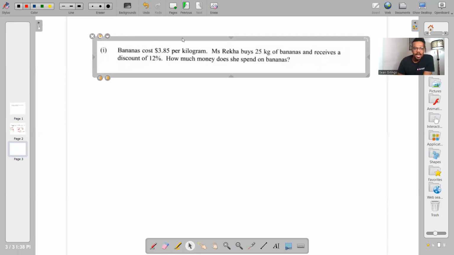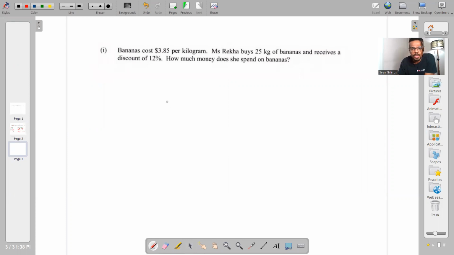Now they tell me bananas cost a certain amount per kilogram. So for each kilogram, that's how much it costs. Let's make sure we understand the first sentence before we jump into it. If I said 2 kg, then it will be 385 for the first one, 385 for the second one. So it's really 385 times 2. This kind of secretly means times, so I don't have to keep writing the multiply sign.